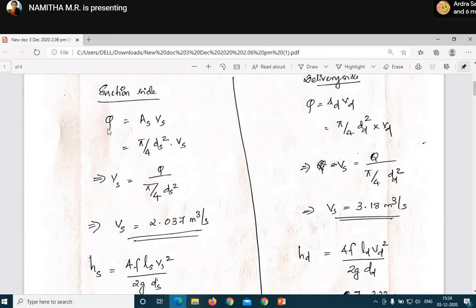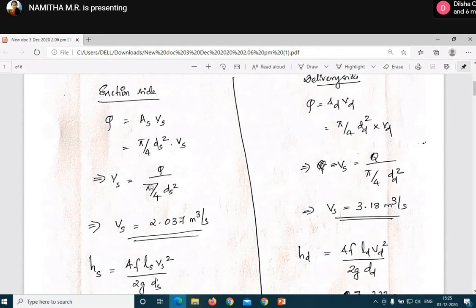In our question, we have the discharge. You all know that the discharge will be equal at the delivery side as well as the suction side. Overall discharge will be equal. So Q is equal to AsVs, that is A into V. You all know discharge is the product of area and velocity. So area at the suction side is pi by 4 ds square, since it is a circle, and Vs is the velocity at the suction side. From this equation, you can find Vs.